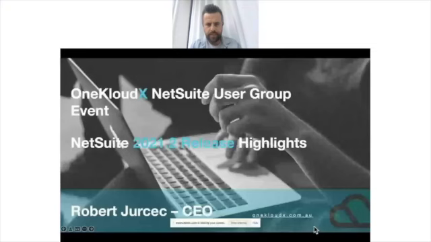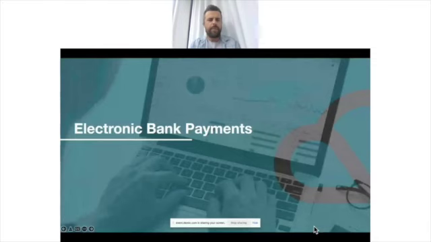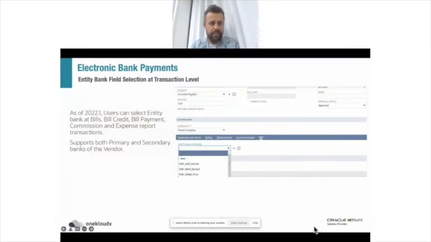And I'll go through all the new features. Starting off, there are electronic bank payment changes in the 2022.1 release. They've allowed, at a particular entity level, for instance a vendor, a selection of a bank account to be entered at a transaction level. For a particular vendor bill, the supplier may want the payment to go to a different bank account compared to all the other transactions.